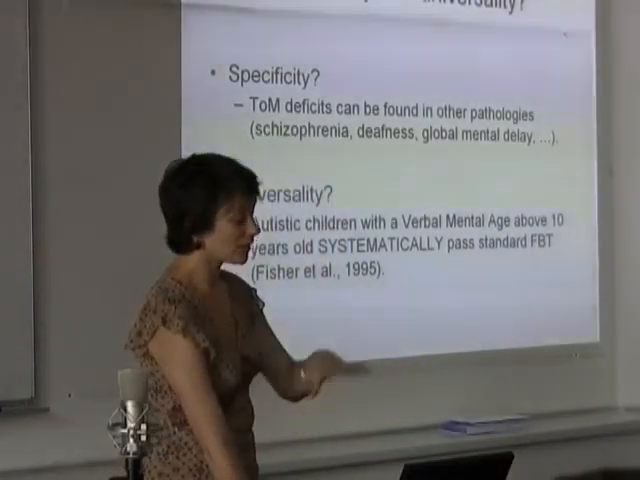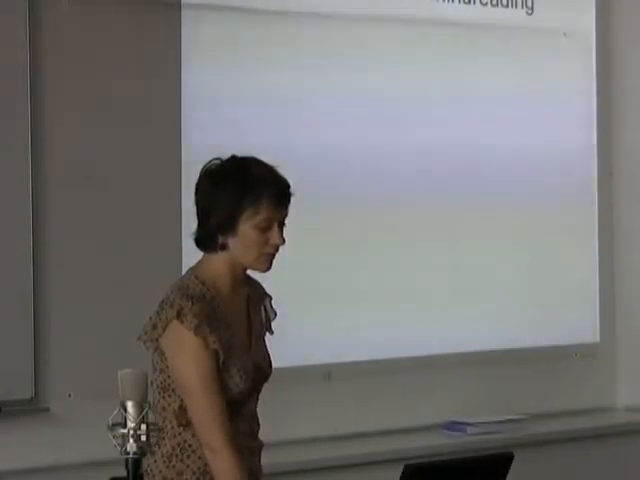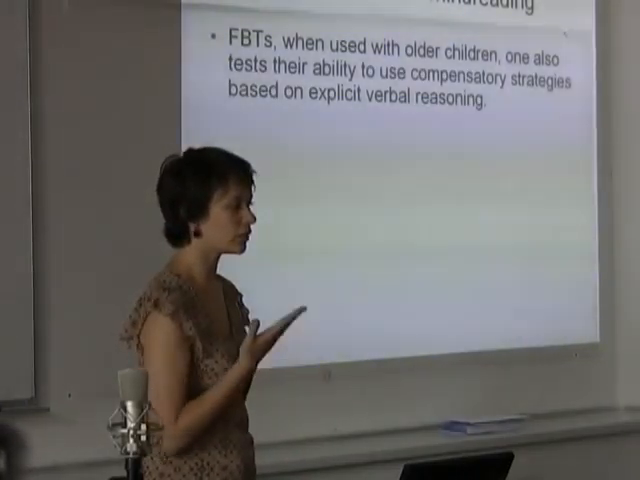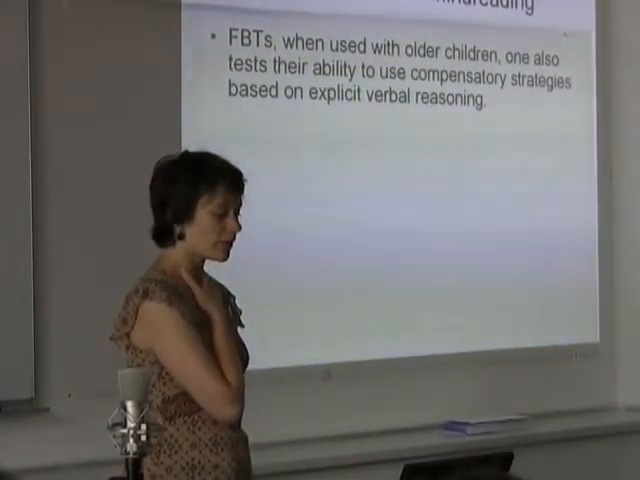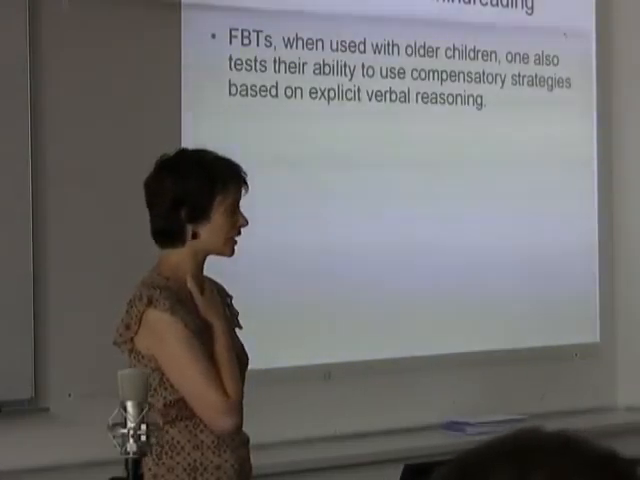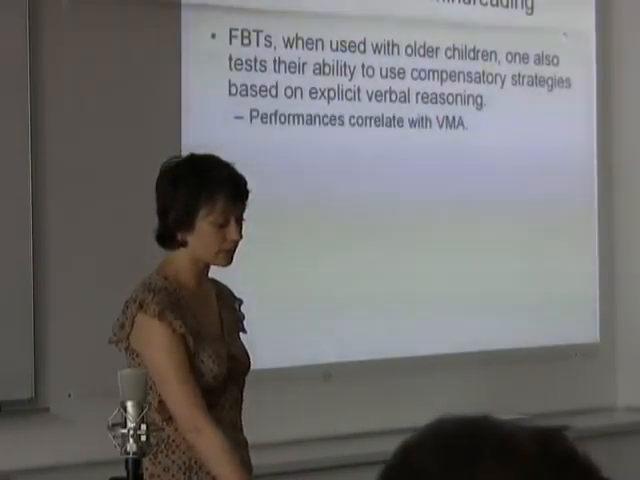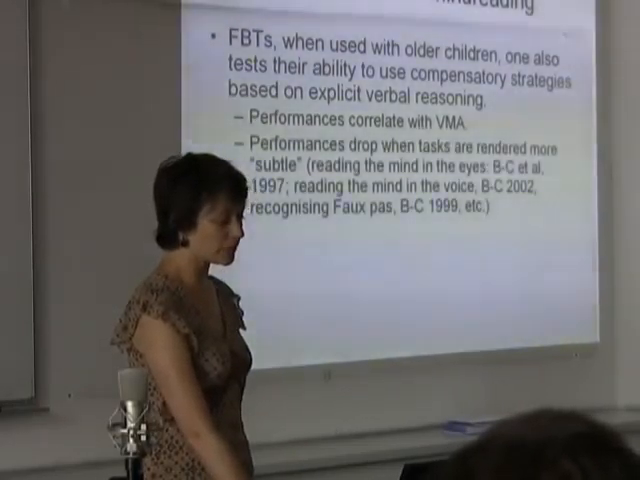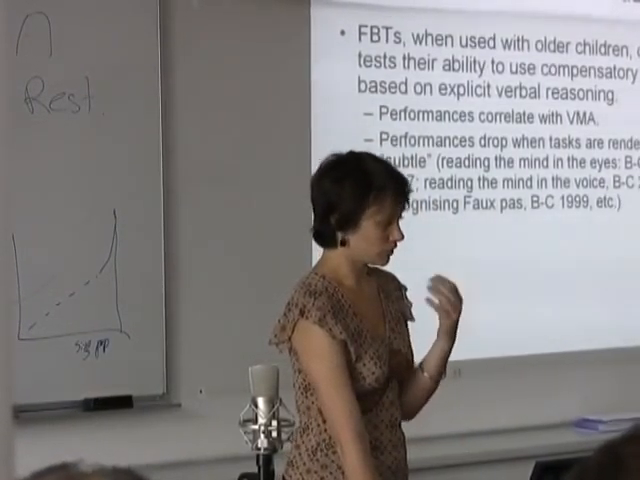So that's a problem for the standard model. It has led researchers to question the link between the ability to pass false belief tasks and the ability to do proper mind reading. And indeed, what could happen when you test an older autistic child with those standard false belief tasks is that you're testing whether they're able to use a compensatory strategy based on explicit verbal reasoning. So you're testing mind reading plus compensatory strategies. The reason for that is that we've seen that performances in false belief tasks correlate very highly with verbal mental age. And also they drop when we use tasks that are more subtle, that are more difficult.